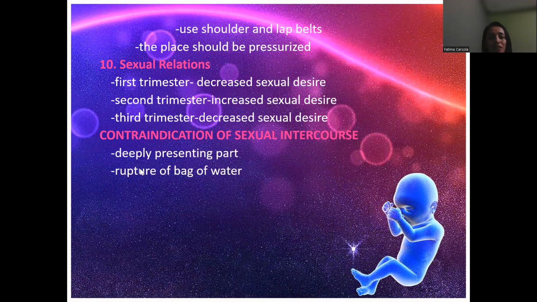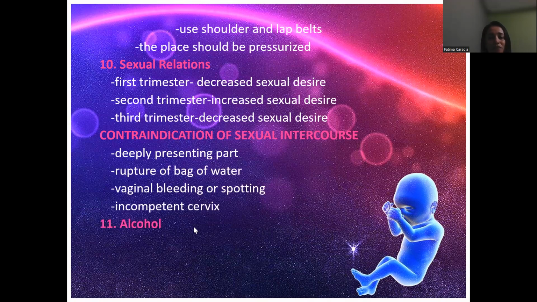Of course, if there is a deeply engaged presenting part, okay, you might be hitting the baby. Rupture of bag of water, you might be causing infections. Vaginal bleeding or spotting, you might aggravate the bleeding. Okay? And then you have an incompetent cervix. When you say an incompetent cervix, it is a cervix that cannot hold pregnancy until term.